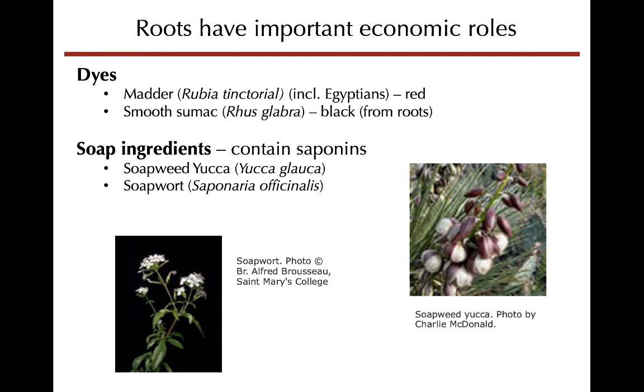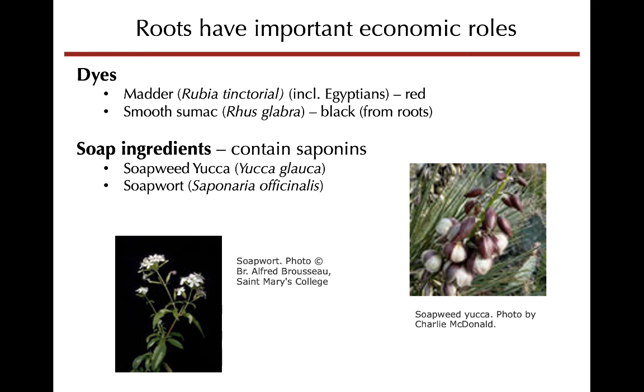There are also dyes. If you're going to use dye as an example on your exam, you need some specific examples of dye because pretty much every plant part can probably be used for dye. You cannot use it for all 5 plant parts. But in this case, we have a red madder root and smooth sumac for black. Those have been used in the past to dye things.